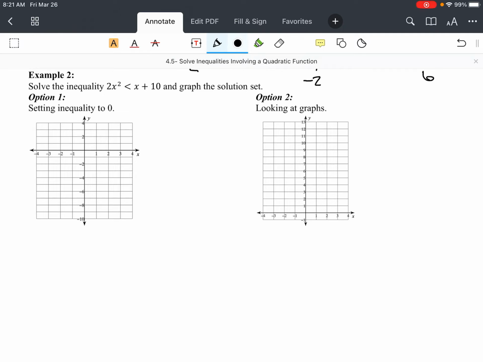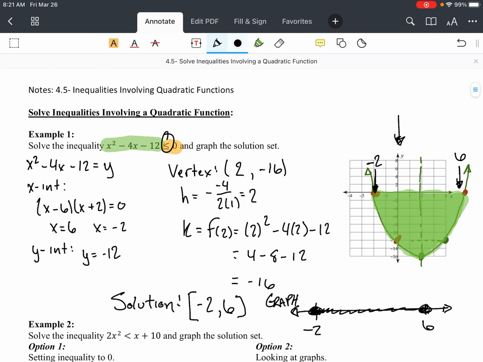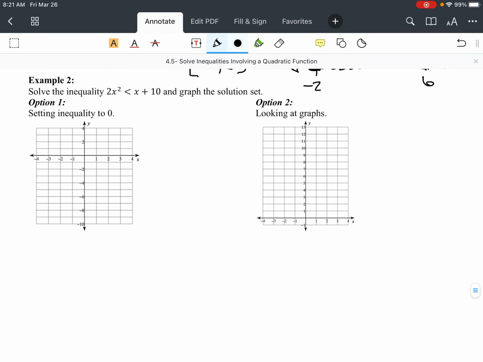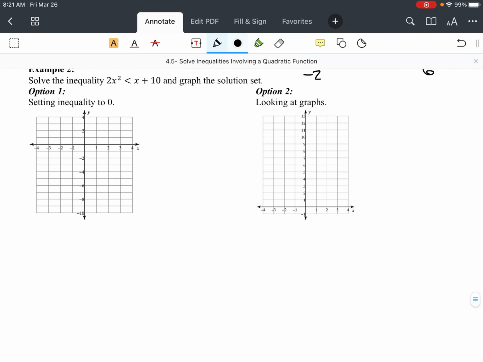Okay, so first thing, the first option that you guys have is to go through this method that we did up here on example number 1. So basically, you're going to set it to 0, and then you're going to solve for the vertex and solve for all those different aspects of it. So that's what we're going to work through the first time. And then looking at option 2, I'll show you guys another method. Okay. All right, so the first thing we're going to do is we're going to solve for x.